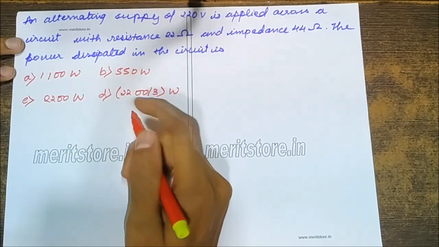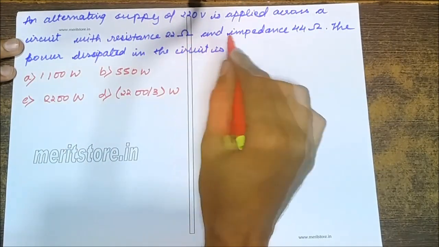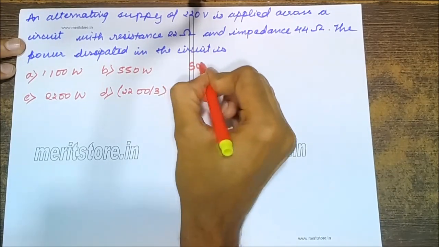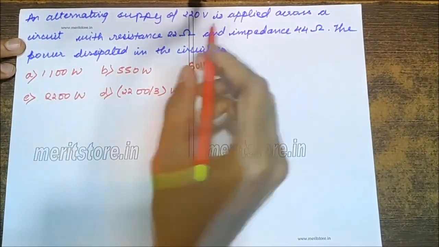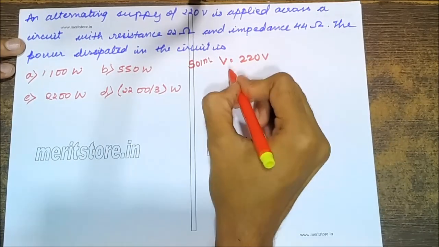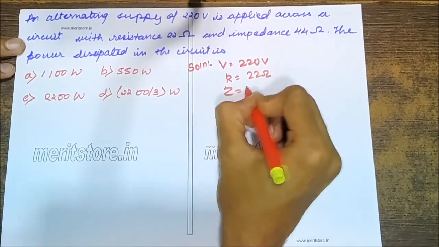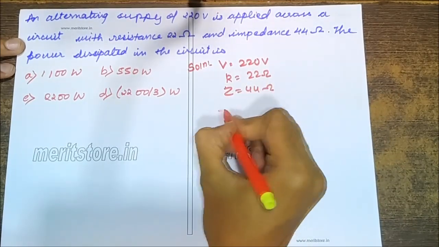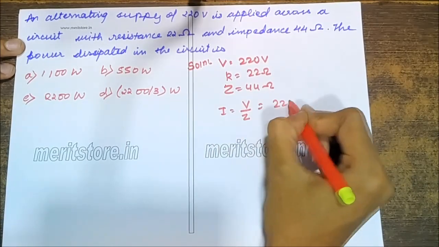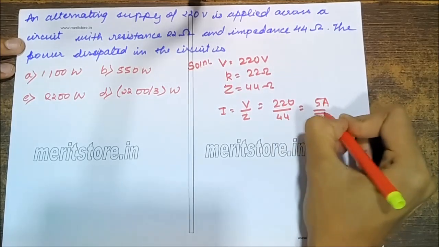Okay, an alternating supply of 220 volt is applied across a circuit with resistance 22 ohms and impedance 44 ohms. The power dissipated in the circuit is? We need to find the power. Here the voltage V is 220 volts, the resistance R is 22 ohms and the impedance Z is 44 ohms. The total current is voltage upon impedance, that is 220 upon 44, so that will be 5 amps of current.